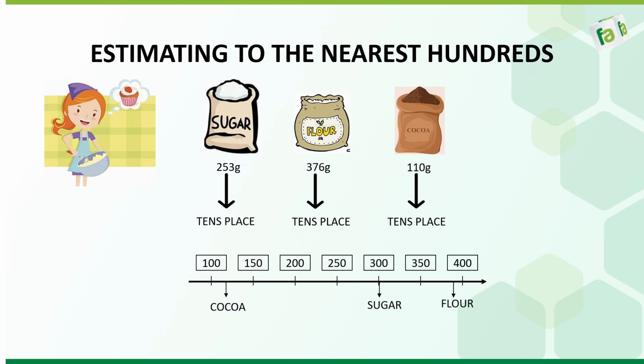Similarly, Emily needs 376 grams of flour. We can round it off to 400, which is the nearest 100. As in 110 of cocoa powder, 1 is at the tens place, which is closest to 0. Therefore, 110 will be rounded off to 100.